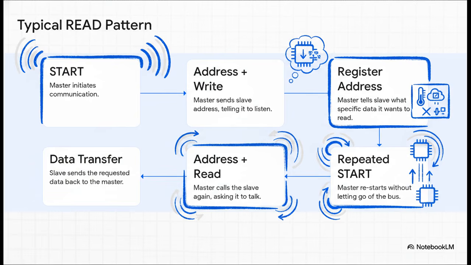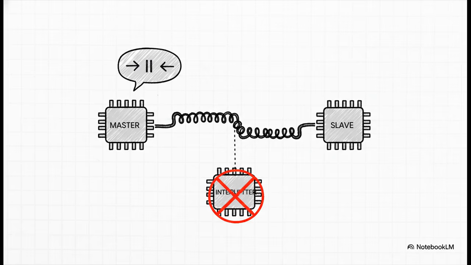Once the slave says, "Okay, got it," the master does something called a repeated start. It basically restarts the communication without ever letting go of the bus. Then it calls the same slave again, but this time in read mode. And that's the cue for the slave to start sending the data back. And that right there, the repeated start, that's the secret sauce.